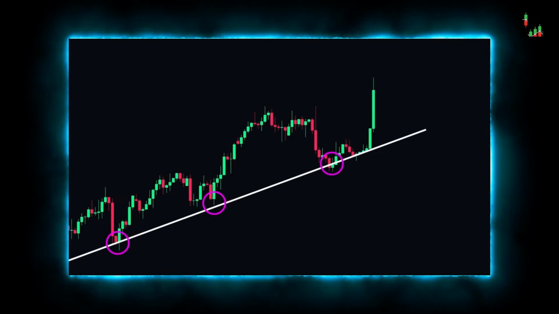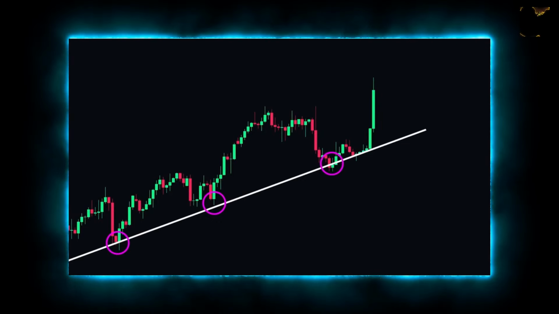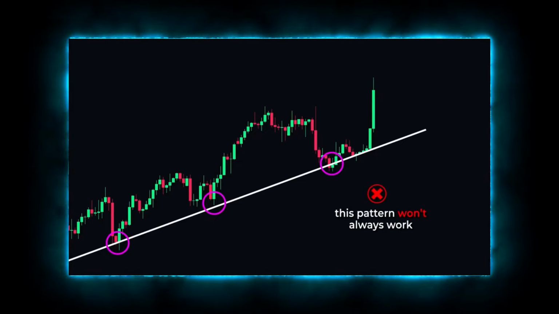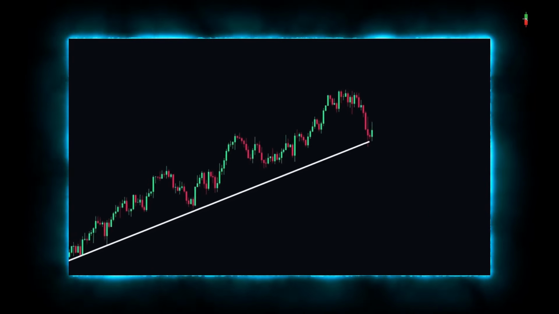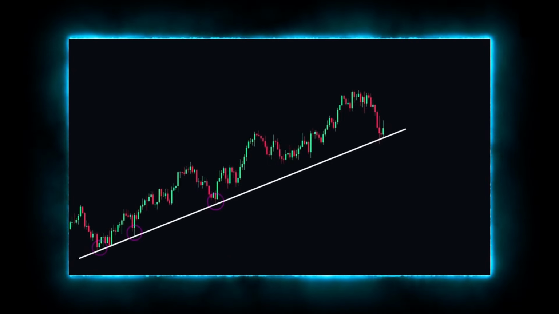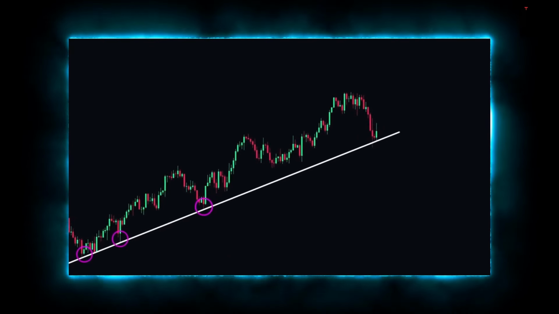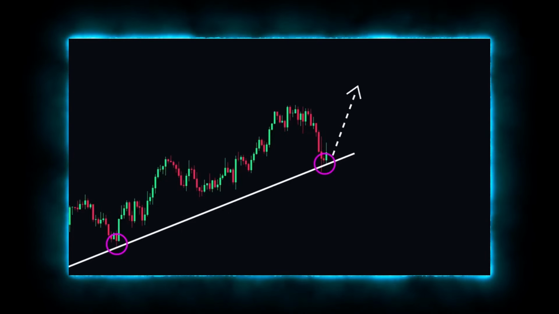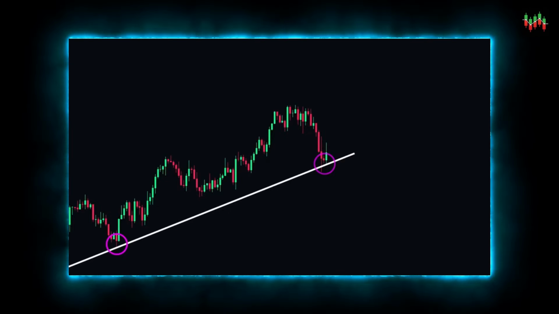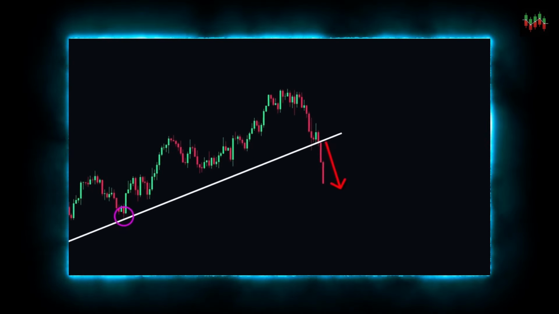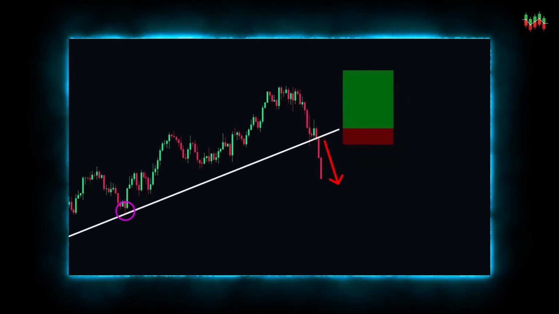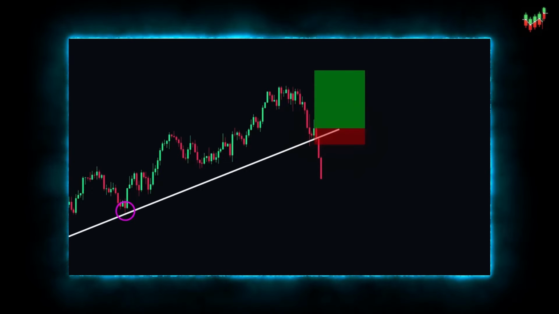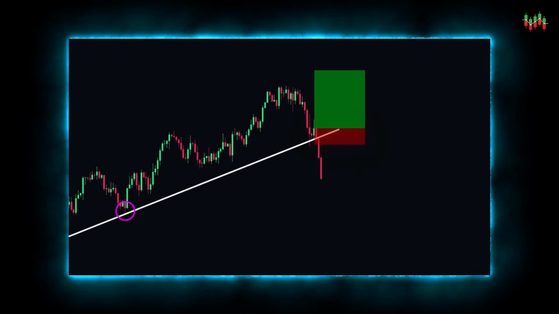However, that doesn't mean we can just enter buy every time price touches the trend line, because this pattern won't always work. Like in this example. Here, you can see that price has rejected the trend line in the past. And now, it can be seen touching it again, so you might expect another bounce. However, instead of bouncing, price instead breaks right through. So if you blindly bought at this trend line, you would have taken a loss. And that's exactly why you need a better approach.